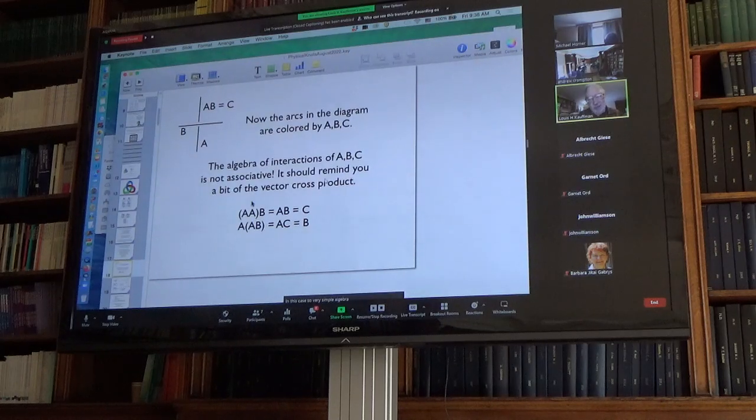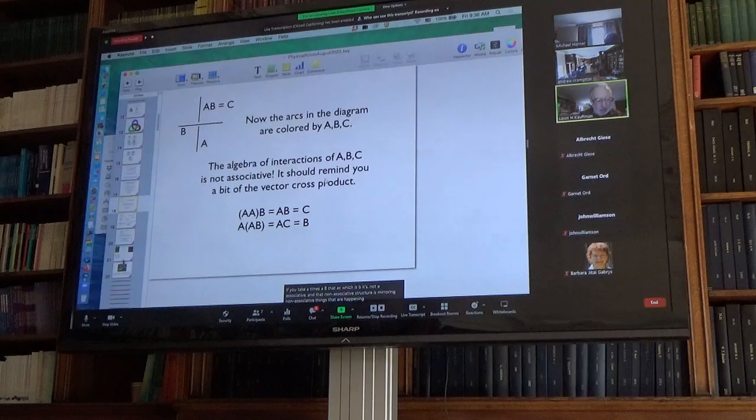But it's not associative, just for fun. Notice that. If you take A times B, you get AB, which is C. If you take A times AB, you get AC, which is B. It's not associative, and that non-associative structure is mirroring non-associative things that are happening with the knots.